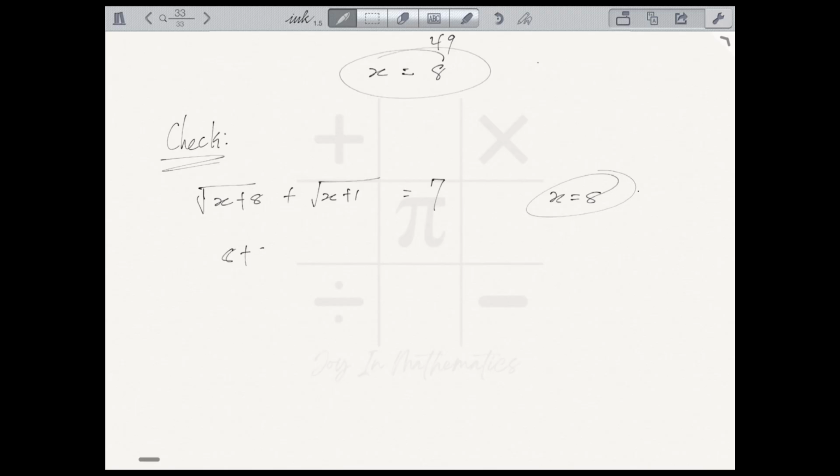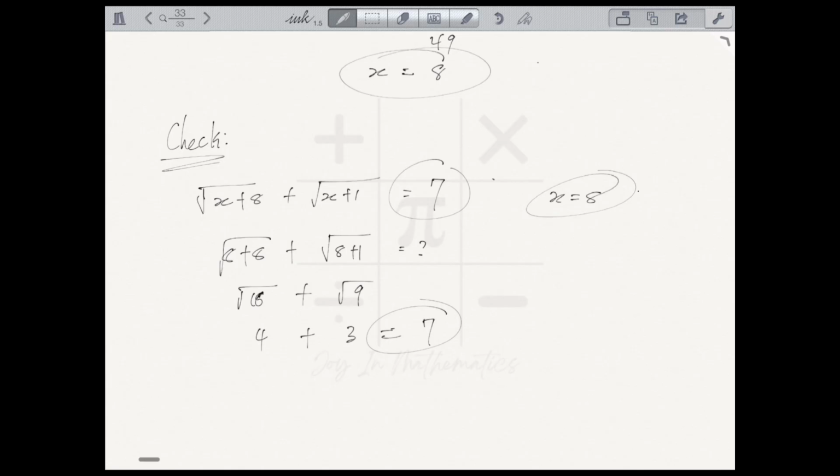So we have 8 plus 8 and 8 plus 1. 8 plus 8 is 16. 8 plus 1 is 9. The square root of 16 is 4. The square root of 9 is 3, and adding them together will give us 7. So yes, x is equal to 8 is the final answer.